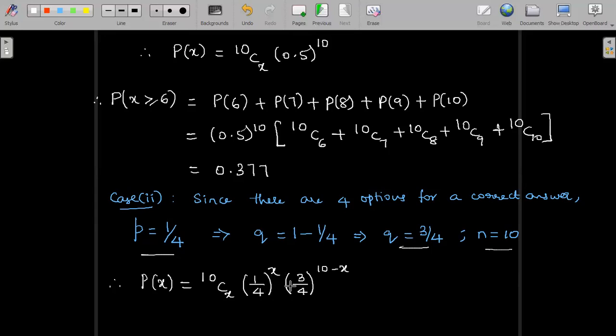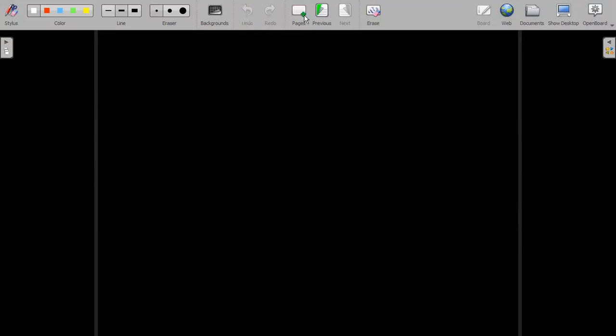And now, if you want, you can simplify and further write it down. This becomes 1 power x, which is 1 itself, 1 raised to any number. And we have 4 power x in the denominator, and here 4 power 10 minus x. So when the bases are the same in a product in a denominator, powers can be added. So that can be considered and read in the expression for P of x.